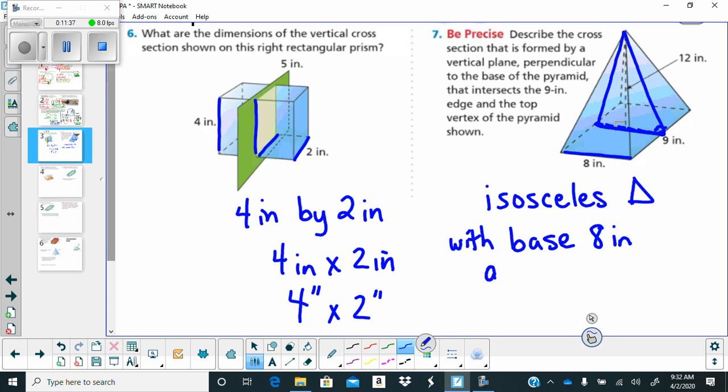And what's the height? The height would be 12 inches. That is an extremely specific description. Remember, an isosceles triangle is a triangle that has 2 sides that are congruent, like that. Okay, very cool.